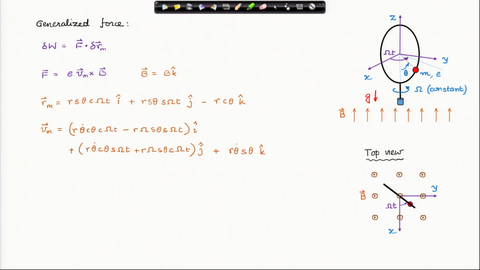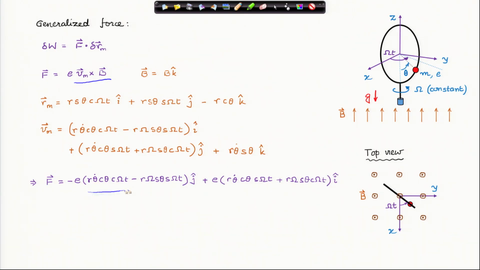R_m, the position vector of the bead, is shown here in terms of the generalized coordinate. V_m, which we will need in the force calculation, is obtained by time differentiating the position vector, which we have done before also. Now, the force, which is e charge times V_m cross B, I have done this cross product and I leave it to you to work out the details. This is the final expression.